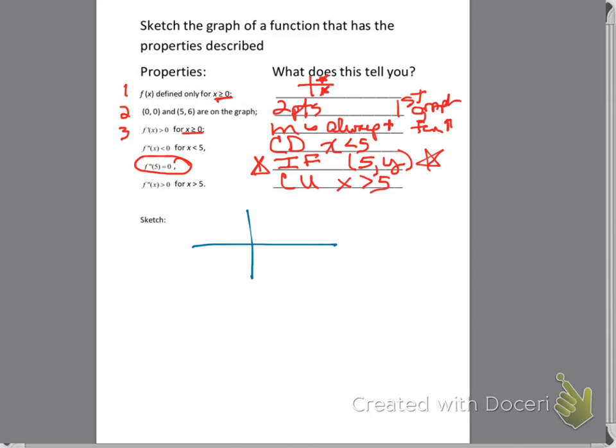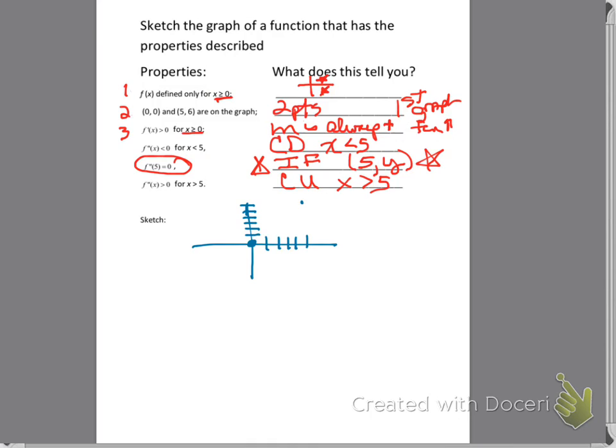So I know it has to be in the first or the fourth quadrant. Most importantly, right now, I know the point (0, 0), and then 1, 2, 3, 4, 5, and 1, 2, 3, 4, 5, 6. So this point right here has to be on my curve. Okay, so what about my slope? My slope is always positive. My function's always increasing.